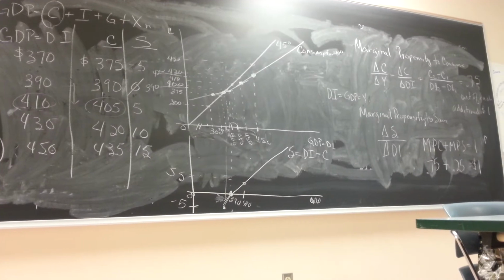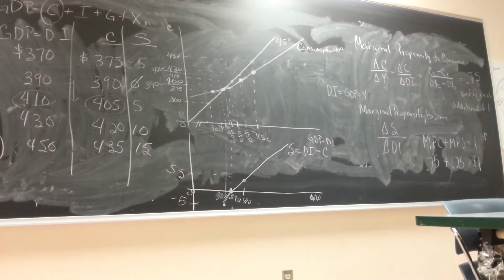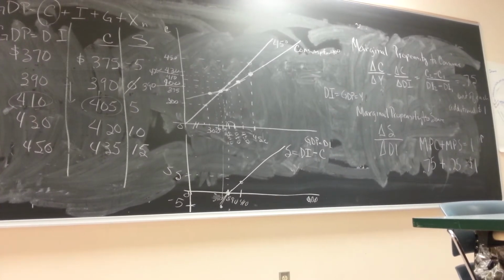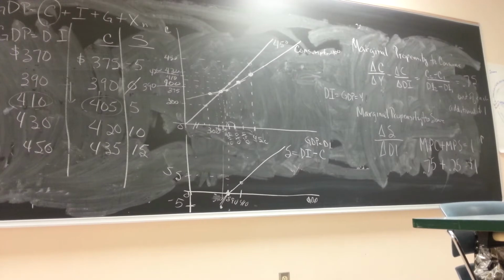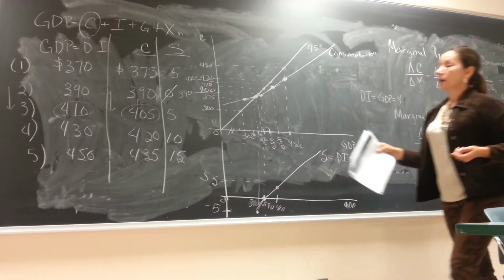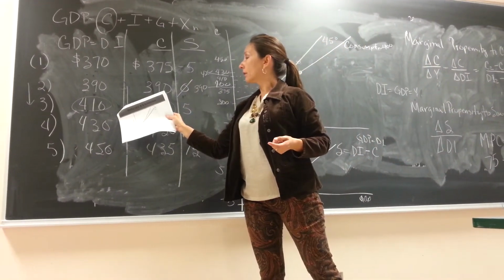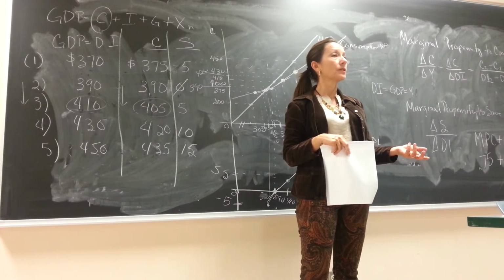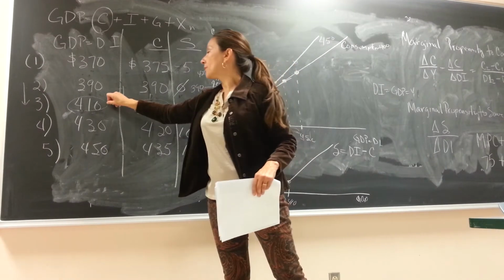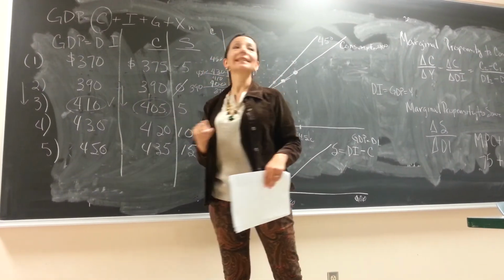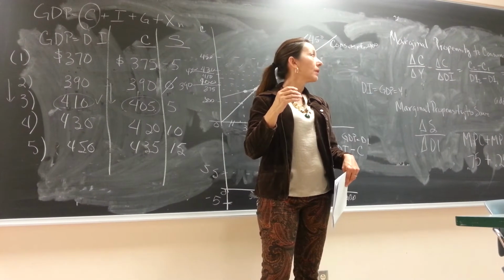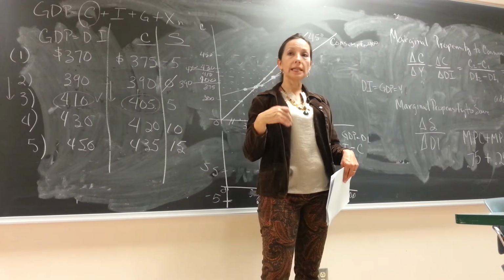Average propensity to consume. How much? 98? Well, 99 because you rounded up. It's 0.9878, so I rounded up. So 99 cents. That means on average, as our income goes from 390 to 410, we're consuming 99 cents out of that dollar. At $410 of income, we're consuming 99 cents out of every dollar. That's better said. Okay, so out of $410, we are consuming on average 99 cents.